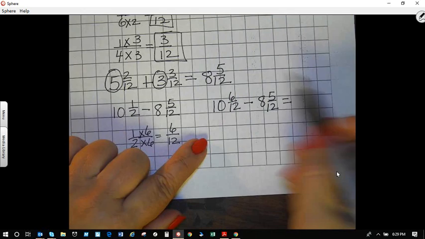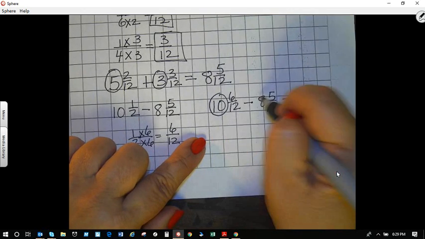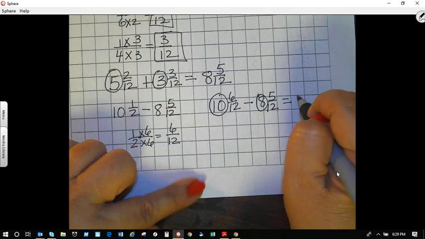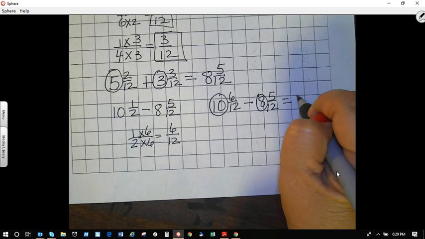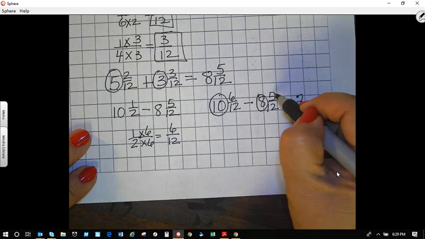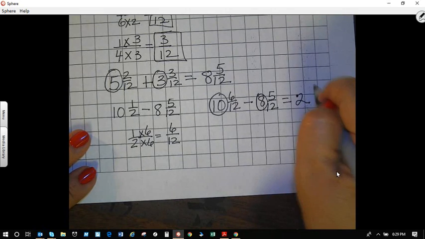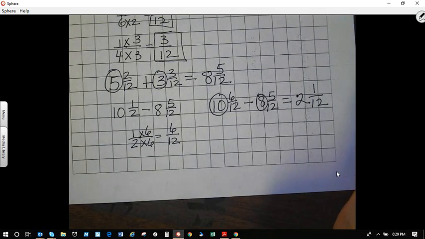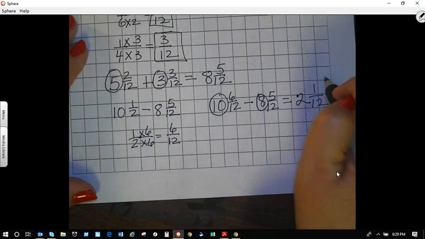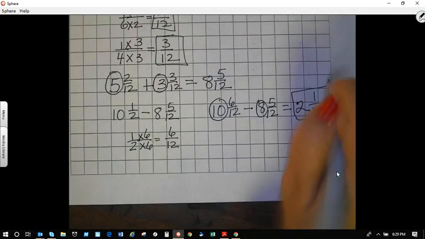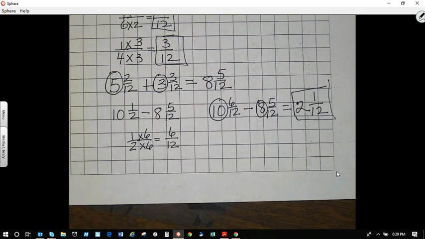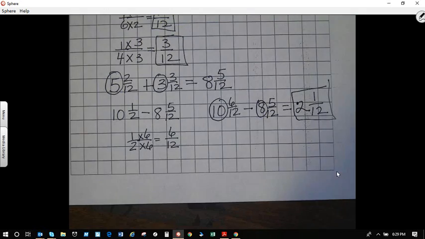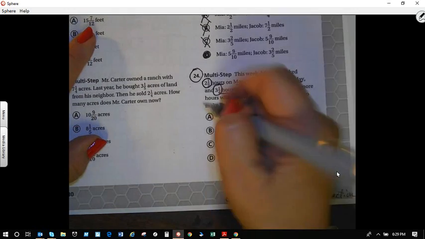Okay, so I'm going to subtract out 10 minus 8 equals what? 2. 6 minus 5 equals 1 over 12. And so how many more hours does she need to work to meet her goal? She needs to work 2 1/12 hours. And so the answer is A.